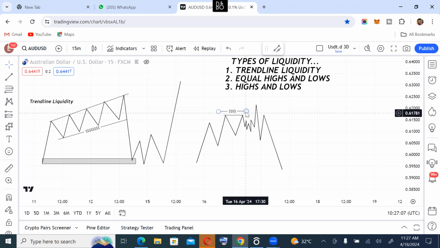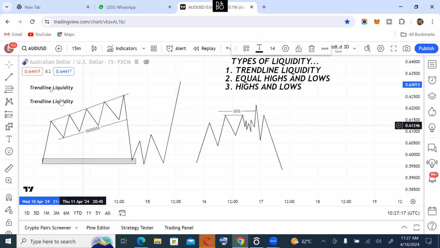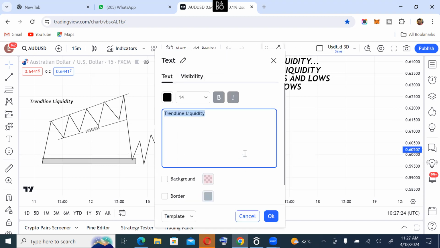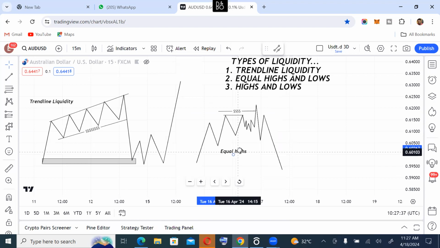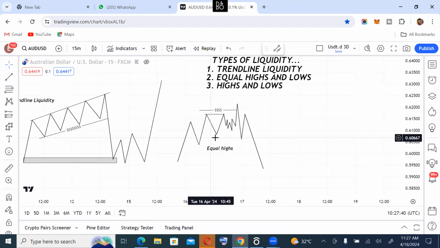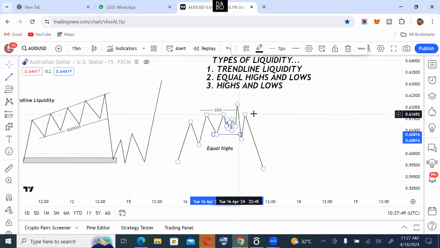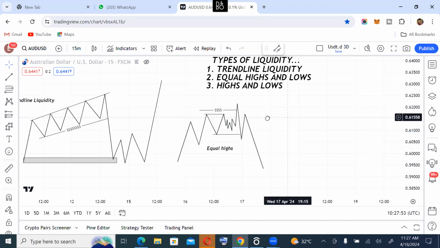So what do you think is the best way to trade? The best way to trade is to wait for a sweep of liquidity. Let's put this as equal highs. Markets will come down, break structure, and then go back here again, and come and retest some levels here.